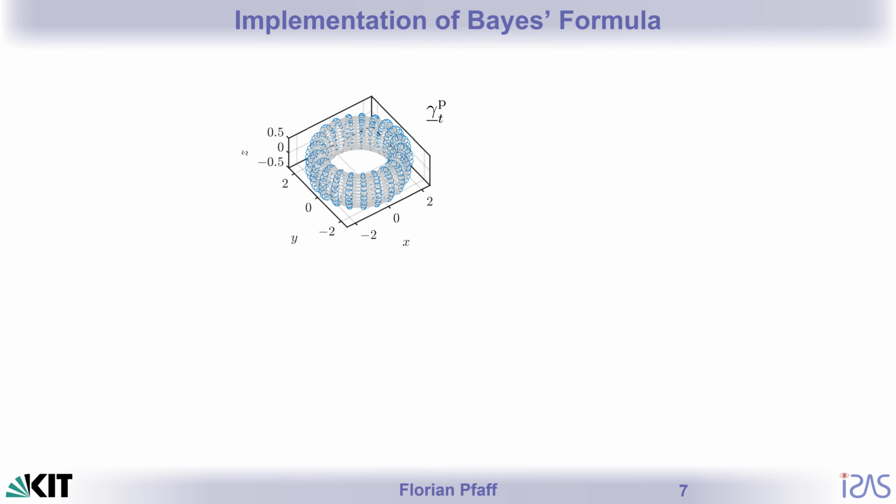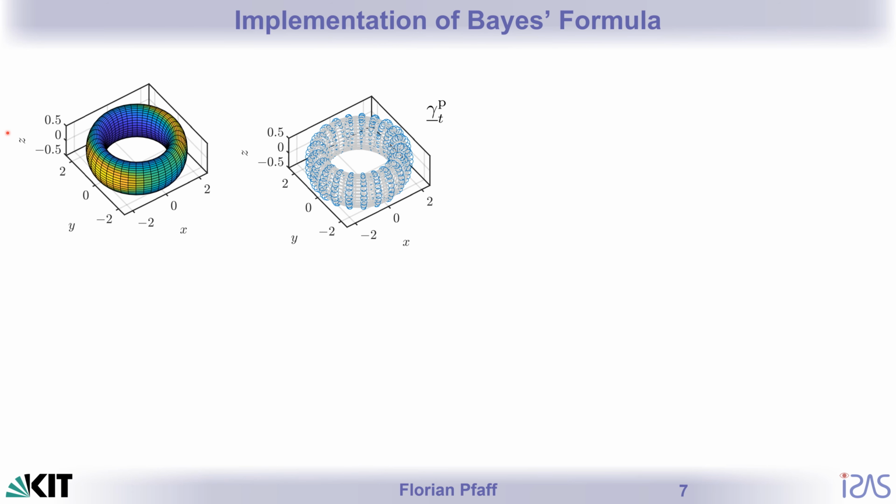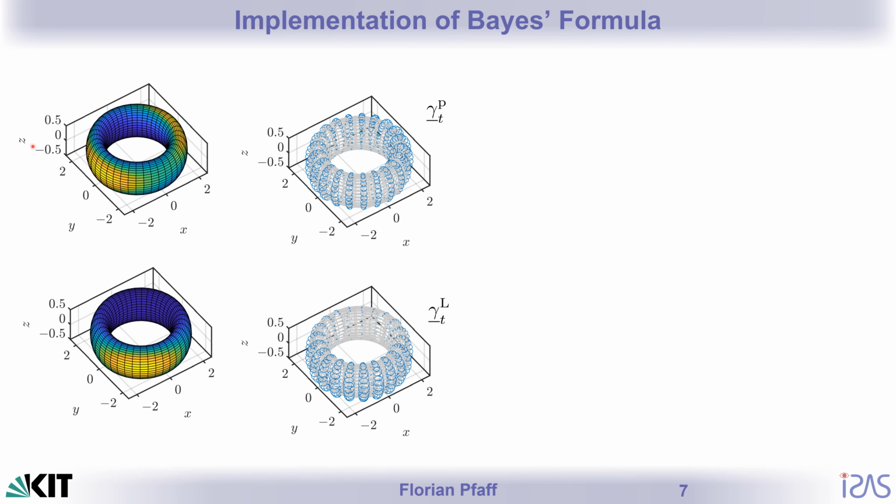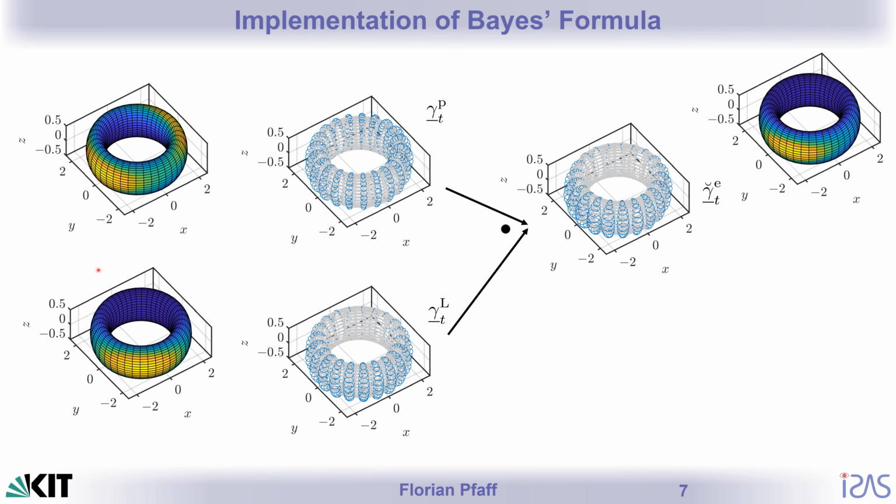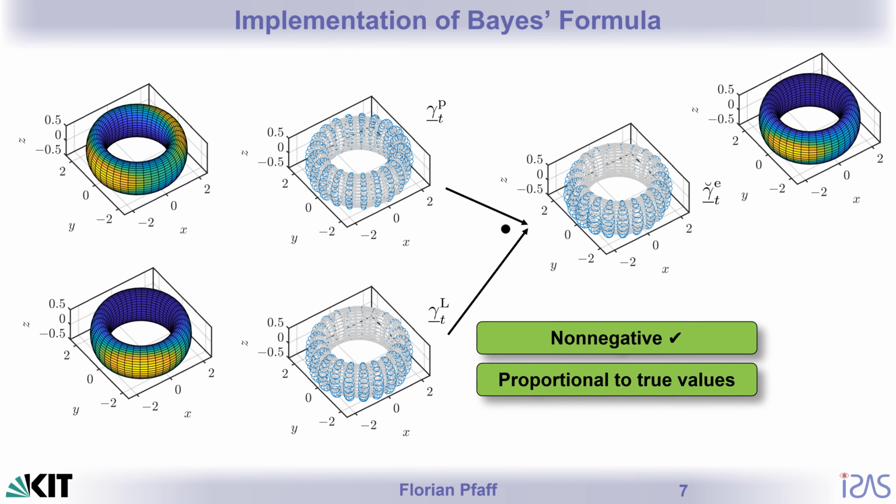Let's get to the implementation of Bayes' formula. We've got the grid values shown here according to the size of the circles of the prior density, which to visualize this is interpolated looks like that. And then we need the likelihood evaluated at the same grid points. Here also an interpolation that we'll never really need in practice. And if we multiply them, we get the grid values of the unnormalized posterior density. Obviously, the non-negativity is maintained here because we just multiply non-negative values, and it's proportional to the true function values.